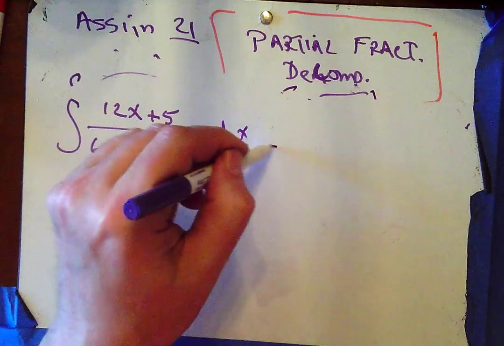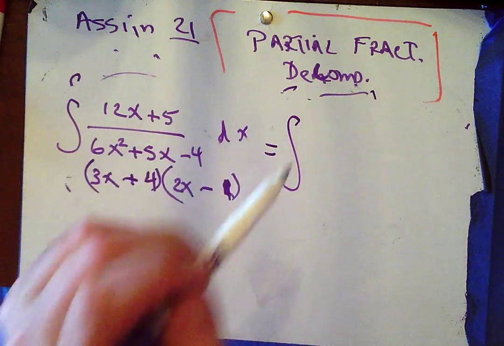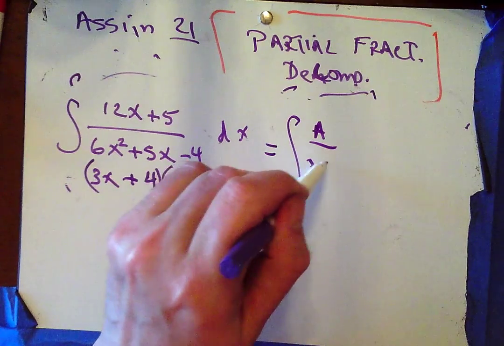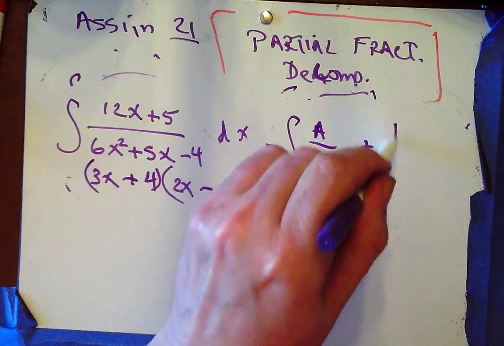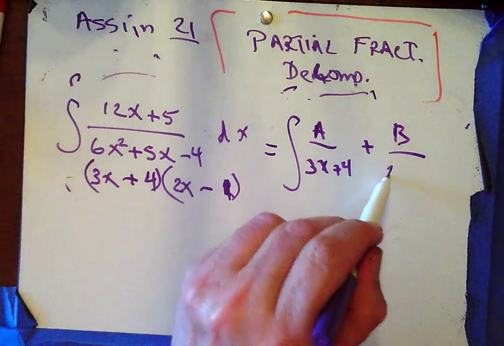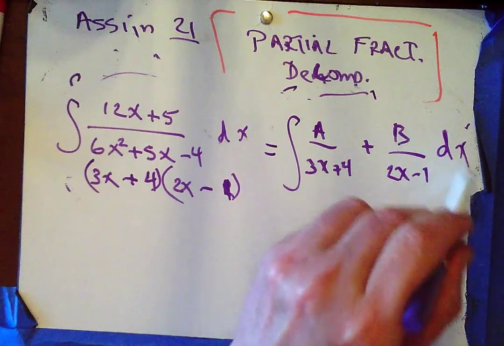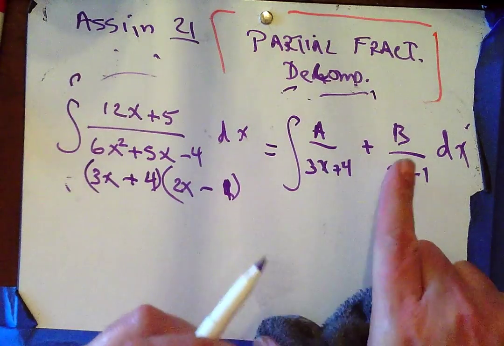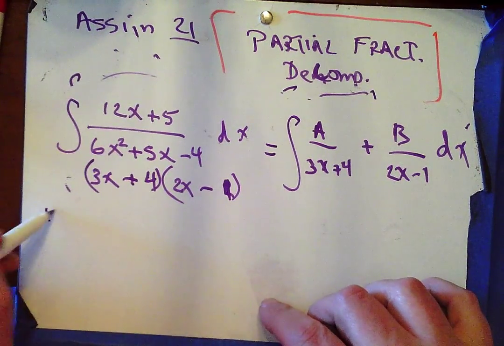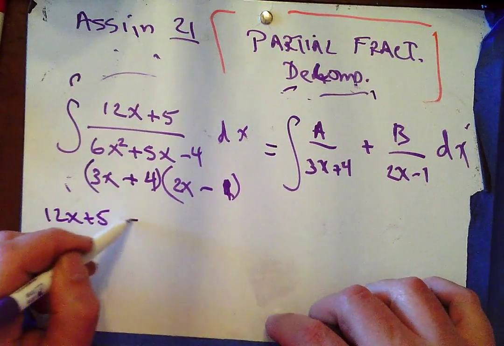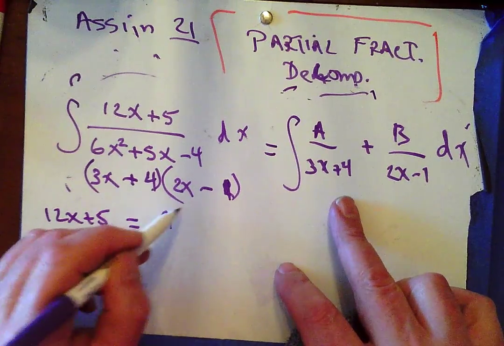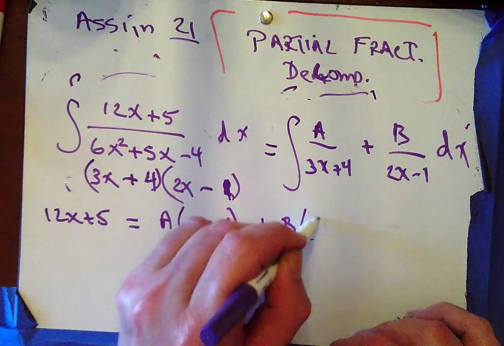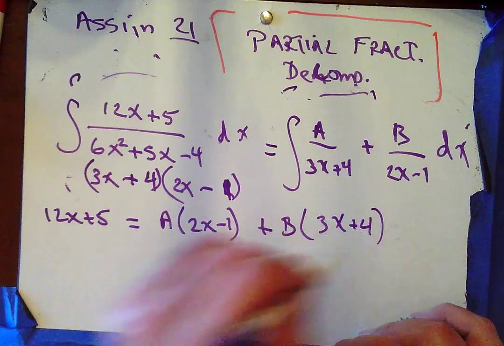So I've got that that's equal to A over 3x plus 4 plus B over 2x minus 1. Well, let's see if we can find that A and that B, given that 12x plus 5 equals A times 2x minus 1 plus B times 3x plus 4.